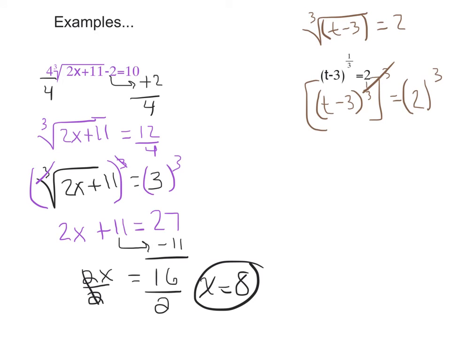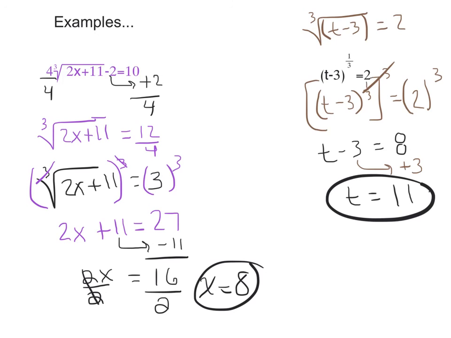So I'm left with t minus 3 is equal to 2 times 2 times 2, 8. When I undo this 3 over to the other side by adding it, my resulting answer is 11. So that's how you solve these radicals.